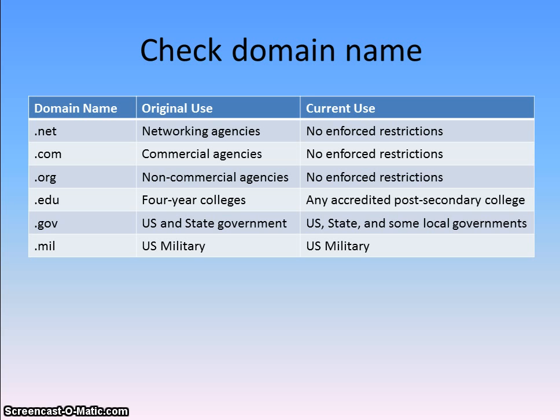Some websites are legitimate sources. For example, if you need statistics on Georgia's state median income, you can go to census.gov. .gov sites are usually okay.